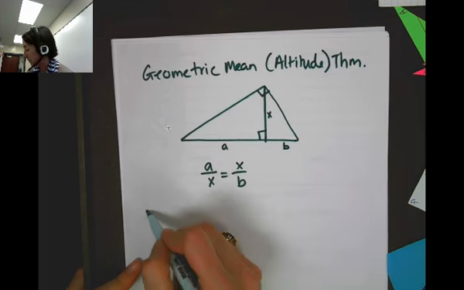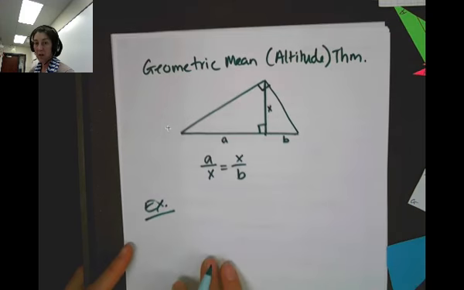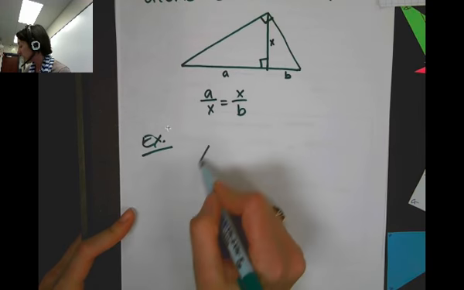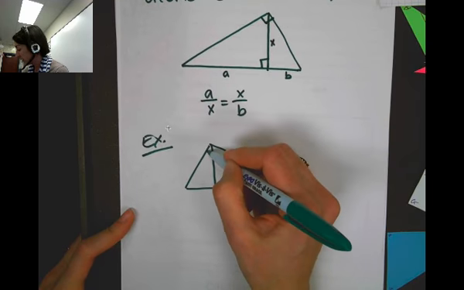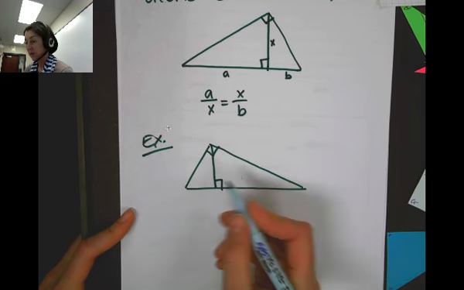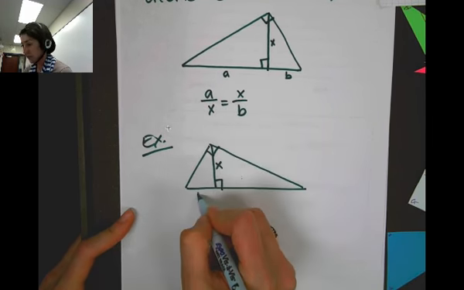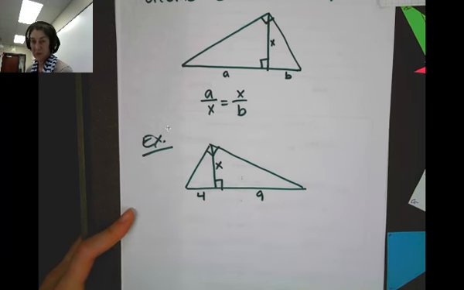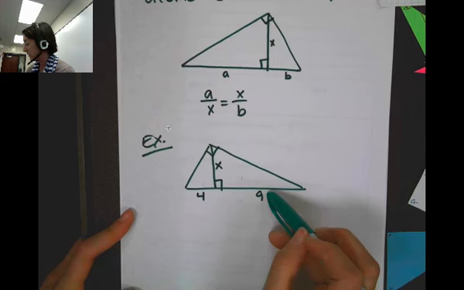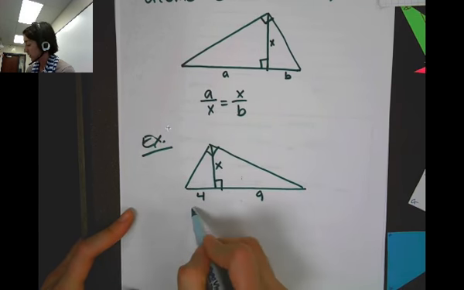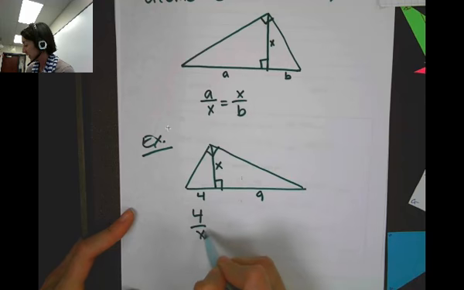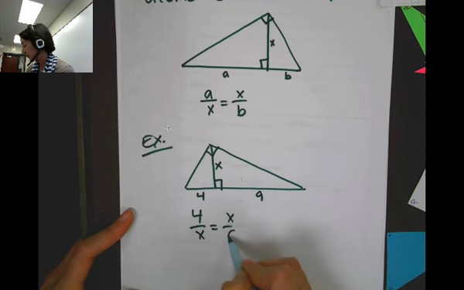And again, let's apply that in a problem. So you've got, again, a right triangle. This guy's right, and this is the altitude. We'll call this x. This distance is 4 and this distance is 9. This altitude is the geometric mean of these two new segments that are formed. Again, it has to do with the similar triangles. 4 is to x as x is to 9.